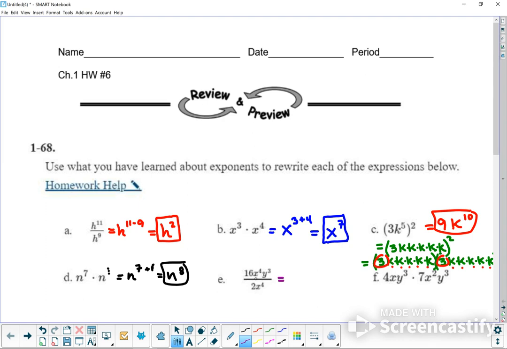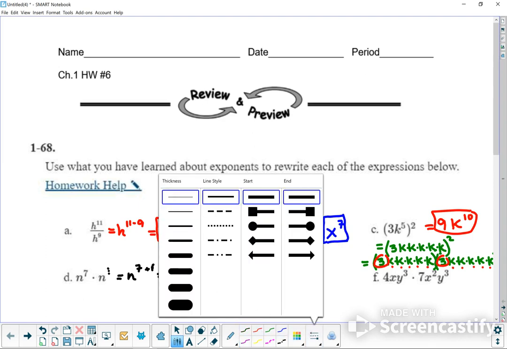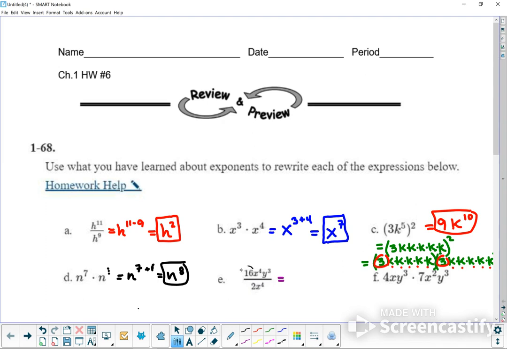Let me see. I think I can do this. I can do 16 divided by 2. I can work it like that. 16 divided by 2 is 8. I can write like 8, or I can write it as 8 over 1. Okay, either way, but I'm going to write it as 8.